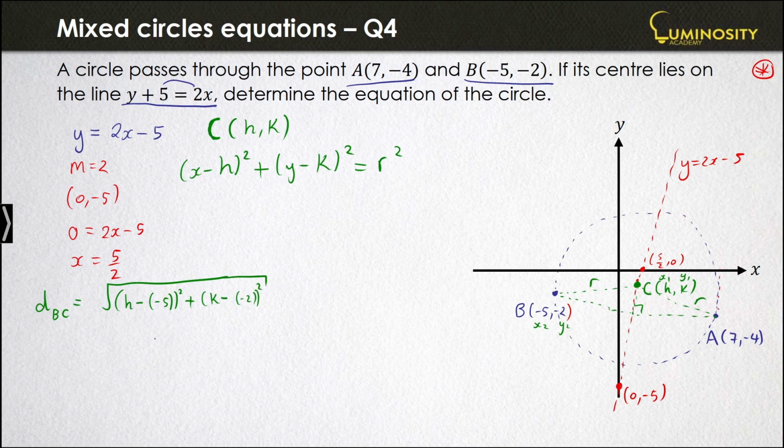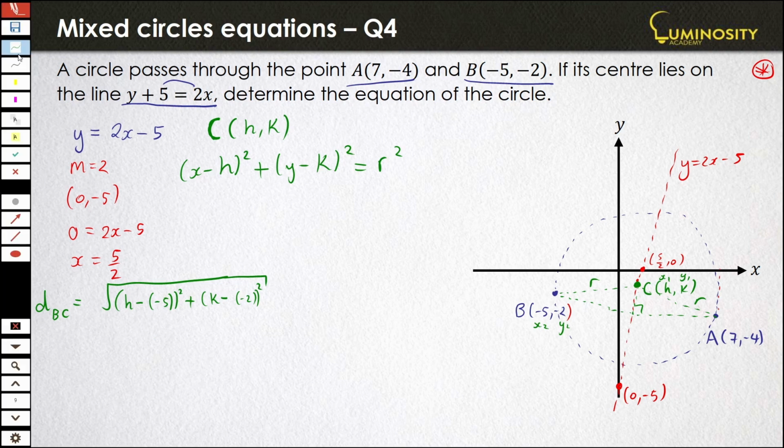But before I carry on, I'm going to see an issue because I'm going to have an h and a k. If I can get this in just one variable, then it would help the calculation.